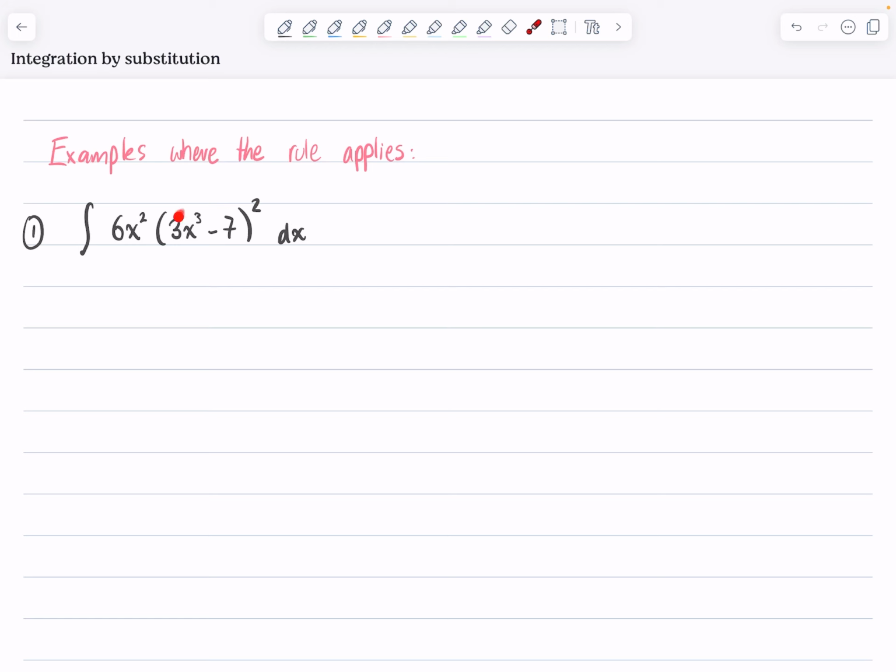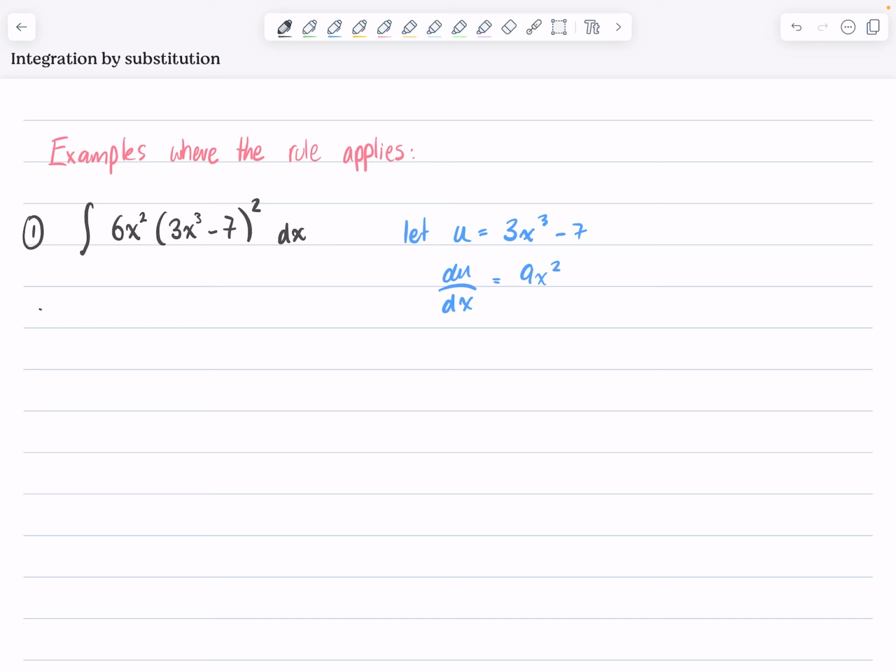So the first thing I want to do is replace this function here, 3x cubed minus 7. It's important to get the entire function, not just the 3x cubed. I'm going to let that be equal to u, 3x cubed minus 7. Now I'm going to focus on this blue area for a moment and find the derivative of this function. So I'm finding the derivative of u with respect to x, and that's going to be 9x squared.